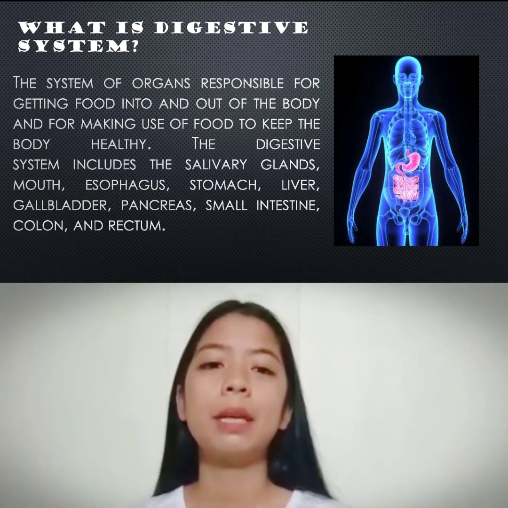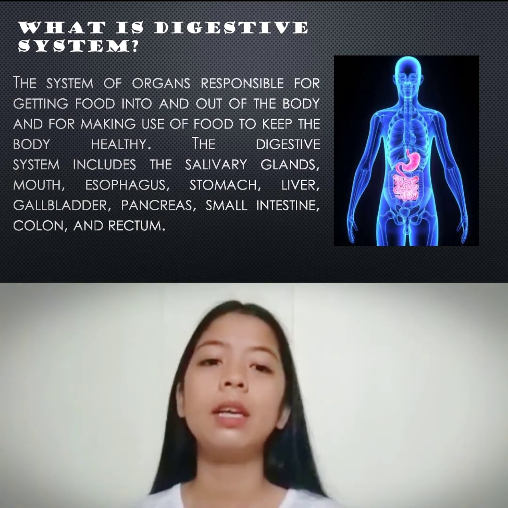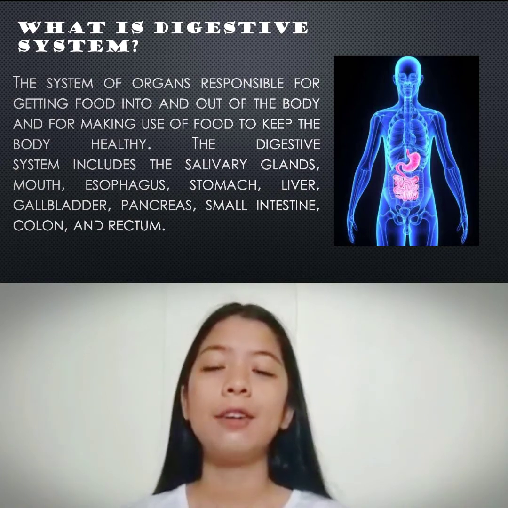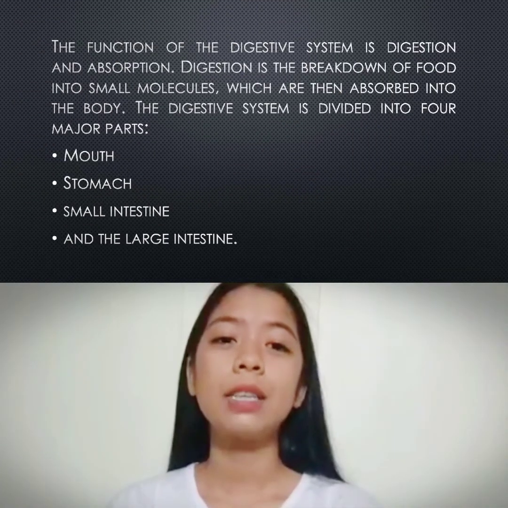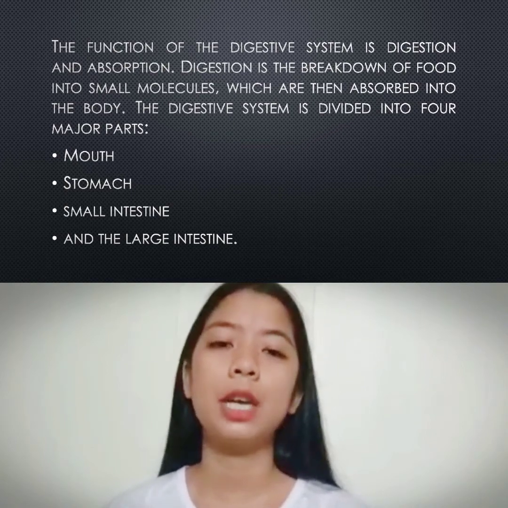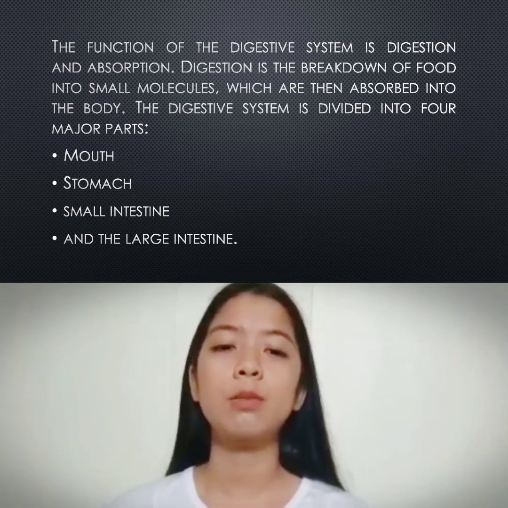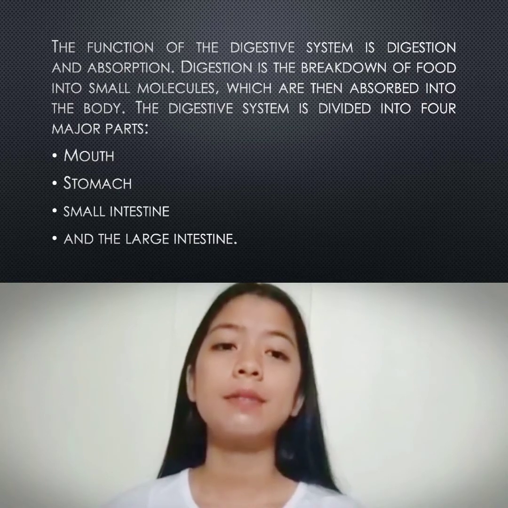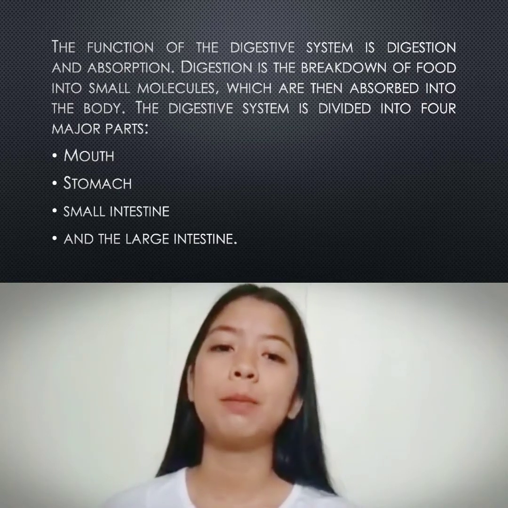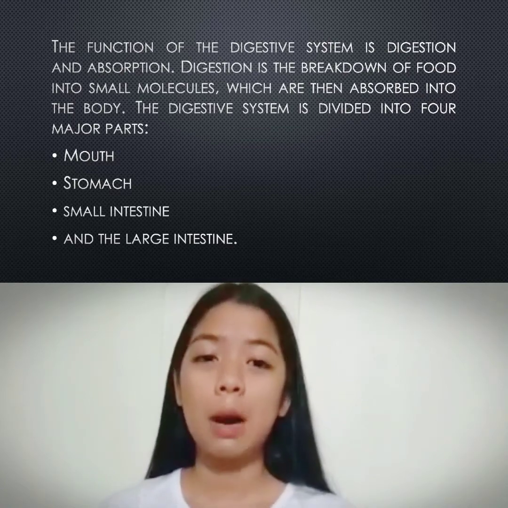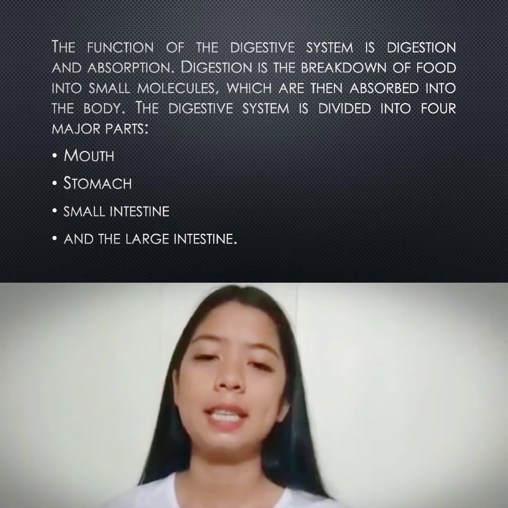The digestive system includes the salivary glands, mouth, esophagus, stomach, liver, gallbladder, pancreas, small intestine, colon, and rectum. The function of the digestive system is digestion and absorption. Digestion is the breakdown of food into small molecules which are often absorbed into the body. The digestive system is divided into four major parts, which are the mouth, stomach, small intestine, and the large intestine.